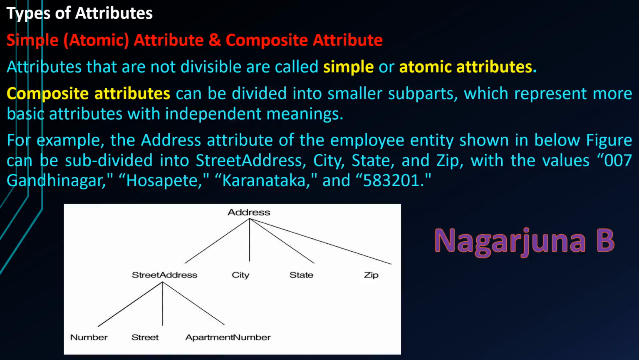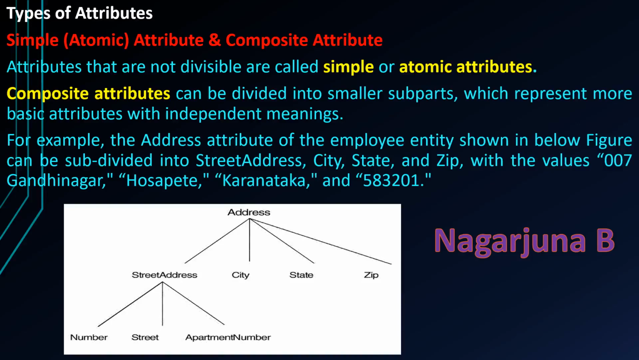The composite attributes will be consisting of the attributes. That means the attributes can be further divided into smaller subparts. Those are called composite attributes. These subparts will have an independent meaning, and these subparts can be again divided into subparts. It is called a hierarchy of composite attributes. For example, the street address can be again divided into number, street, apartment number. For example, here the street address I am going to divide as 007, that is the apartment number, and Gandhinagar as a street name.